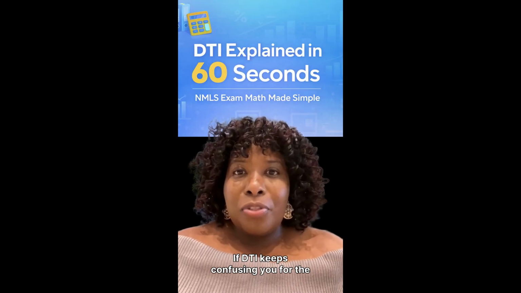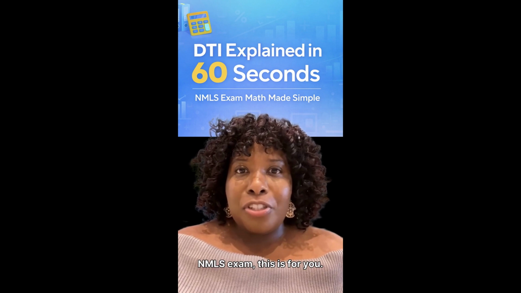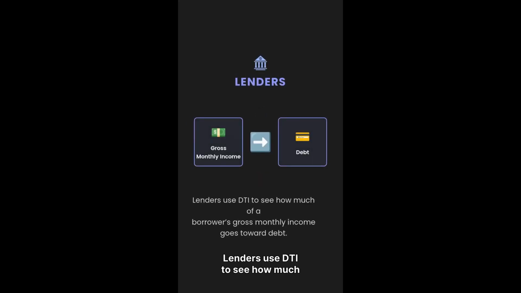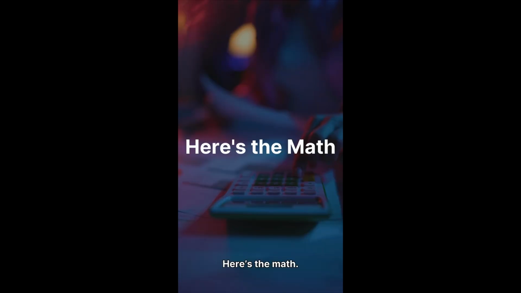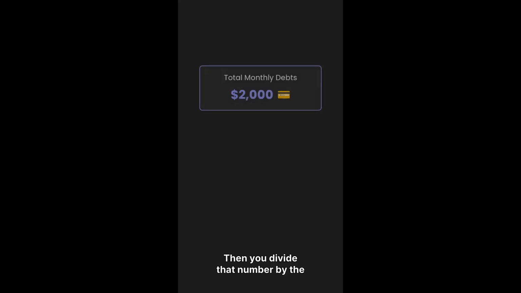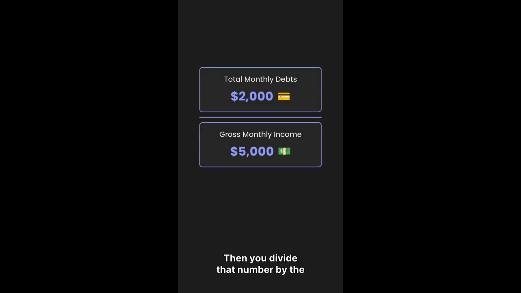If DTI keeps confusing you for the NMLS exam, this is for you. DTI stands for debt to income ratio. This is one of the most important math concepts on the NMLS exam. Lenders use DTI to see how much of a borrower's gross monthly income goes toward debt. Here's the math. You add up all monthly debts: credit cards, car loans, student loans, and housing. Then you divide that number by the borrower's gross monthly income.